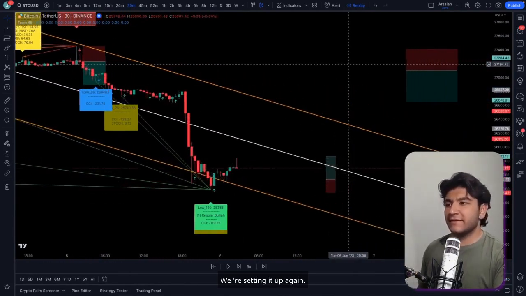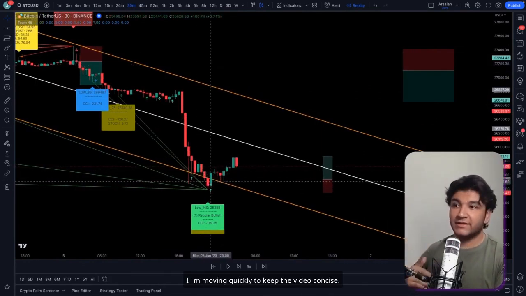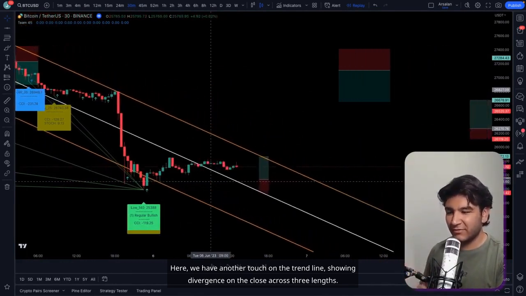We're setting it up again. This trend line has turned. Previously, we were below it. Pay attention to the details. I'm moving quickly to keep the video concise. Here, we have another touch on the trend line, showing divergence on the close across 3 lengths.